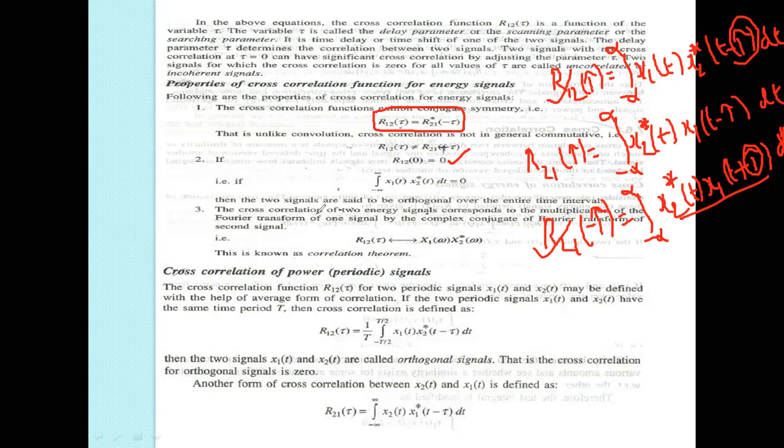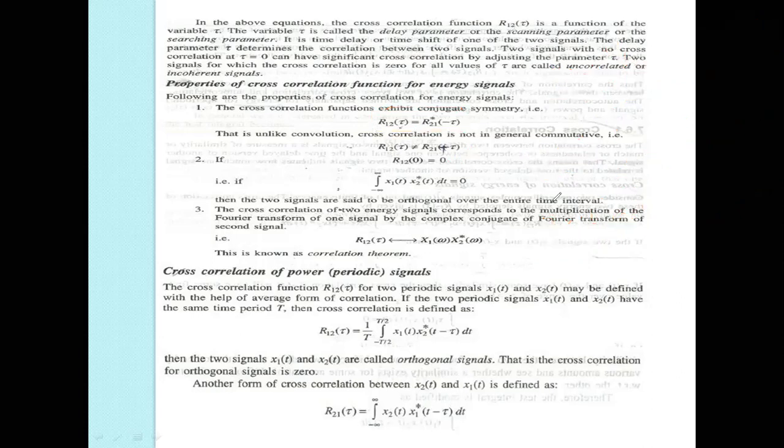And the third one: the cross correlation of two energy signals corresponds to the multiplication of the Fourier transformation of one signal by the complex conjugate of the Fourier transformation of the second signal. See, for R12 of tau, the Fourier transformation is X1 of omega and X2 star of omega. This is known as the correlation theorem.